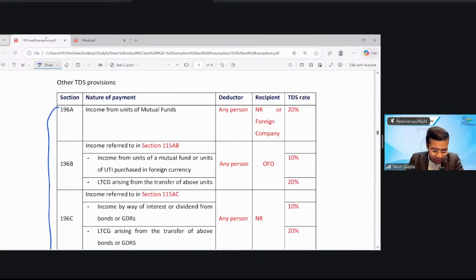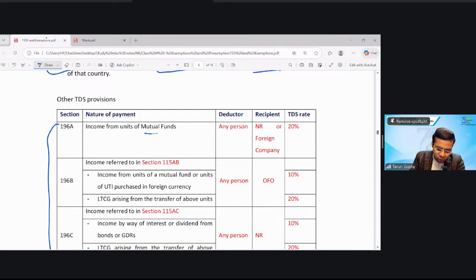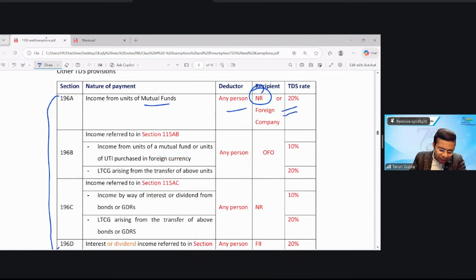What does 196A say? Income from units of mutual fund. Any person paying to a non-resident recipient, tax shall be deducted at 20%. Why? Because this income is taxable in the hands of a non-resident at the rate of 20% only. Then 196B applies in respect of income referred to in 115AB. If you remember, 115AB applies on OFO, overseas financial organizations.